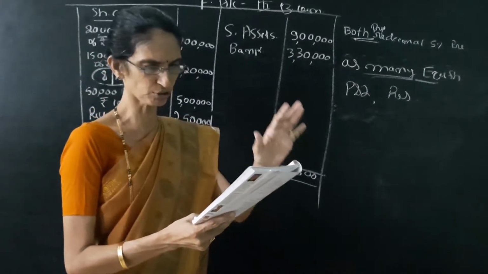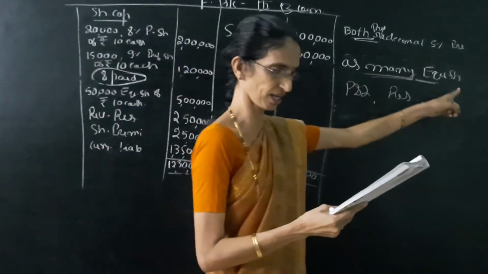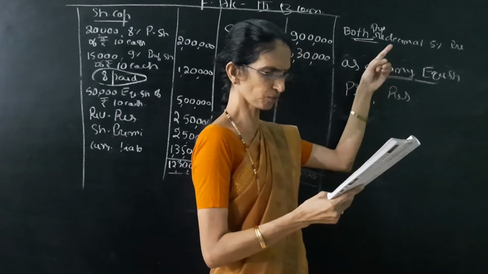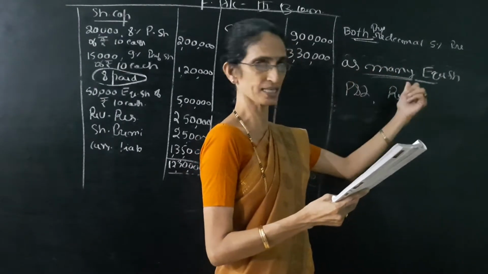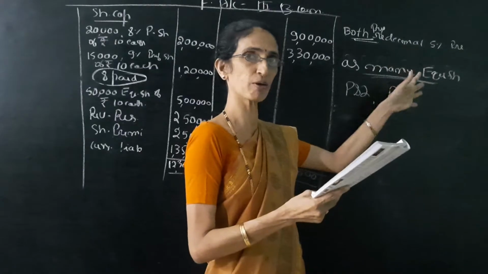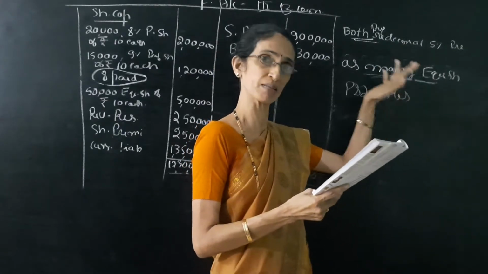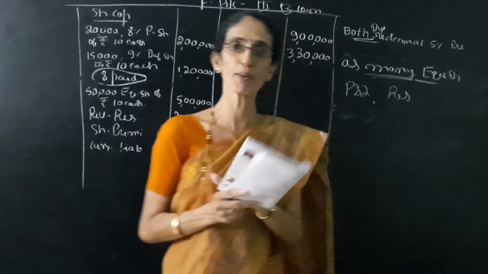The company issued for cash as many equity shares of rupees 10 each as were necessary to provide. If there is no amount in the profit and loss account and general reserve, it is implied.